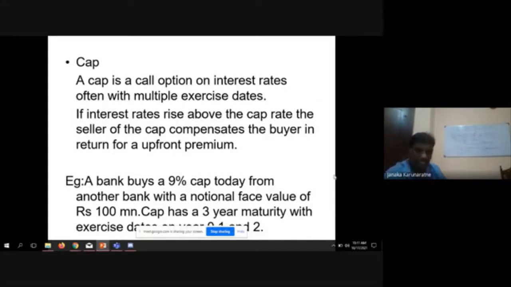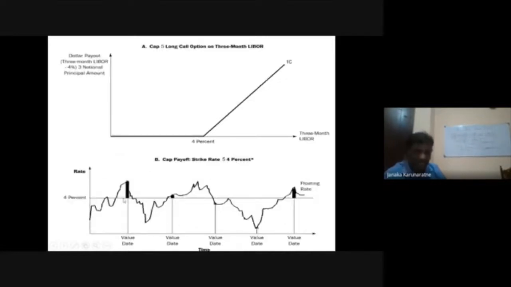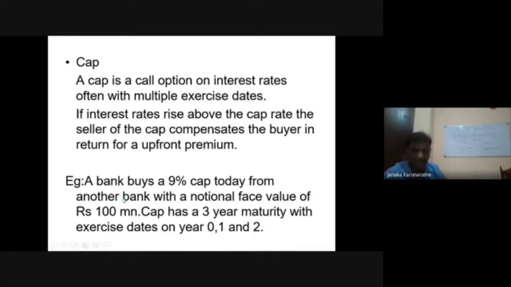So that's how you do it. For example, a bank buys a 9% cap today from another bank with a notional face value of 100 million. The cap has a 3-year maturity with exercise dates on year 0, 1 and 2.